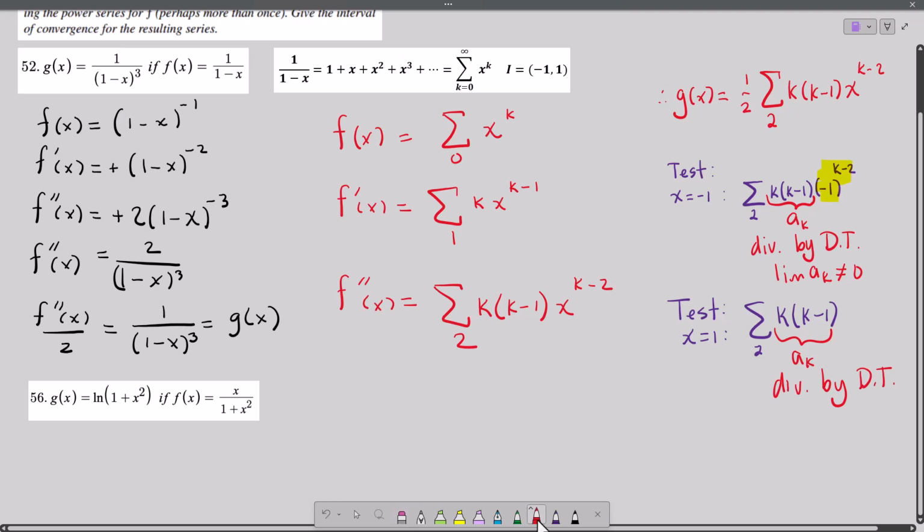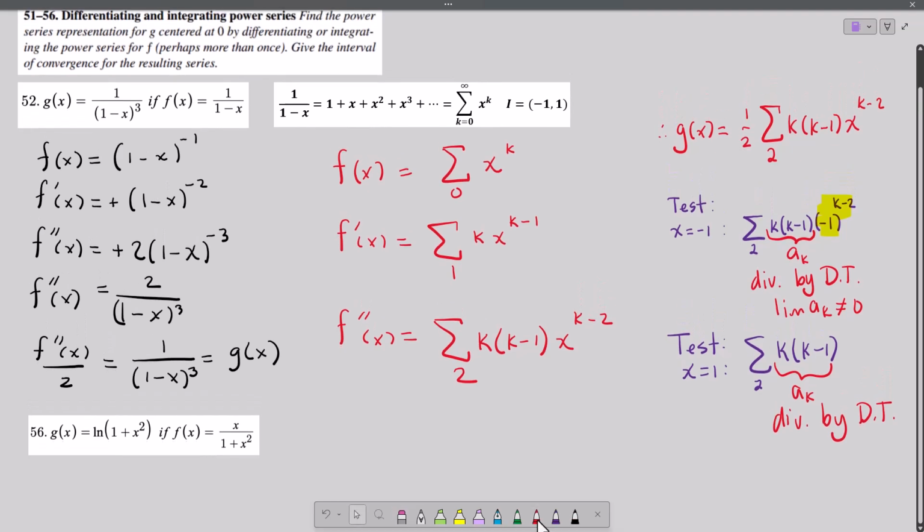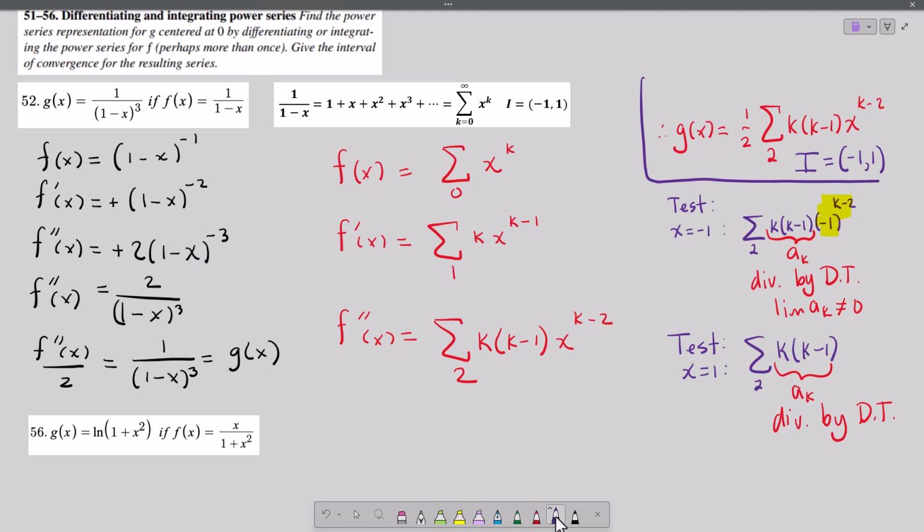Diverge by divergence test. So our final piece of work up here is that our IOC, our interval of convergence, is -1 to 1. We did not gain any convergence at the endpoints. Both those endpoints diverge by divergence test. The only way a series of numbers can converge, at the very least, is that the terms have to go to 0. If the terms don't go to 0, you know it diverges.